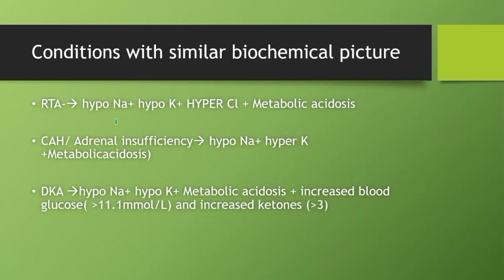If you look through the recalls, you'll find a child has come to you and the biochemical picture given is hyponatremic, hypokalemic, hyperchloremic, metabolic acidosis. This is caused in case of RTA, renal tubular acidosis. Another condition is congenital adrenal hyperplasia, or adrenal insufficiency, where usually they'll give you a blood picture of hyponatremia and hyperkalemia. So whenever there is hyponatremia along with hyperkalemia and metabolic acidosis, you have to think about adrenal insufficiency or congenital adrenal hyperplasia. Next one, in case of DKA, there will be hyponatremia. That is why we give the fluid.